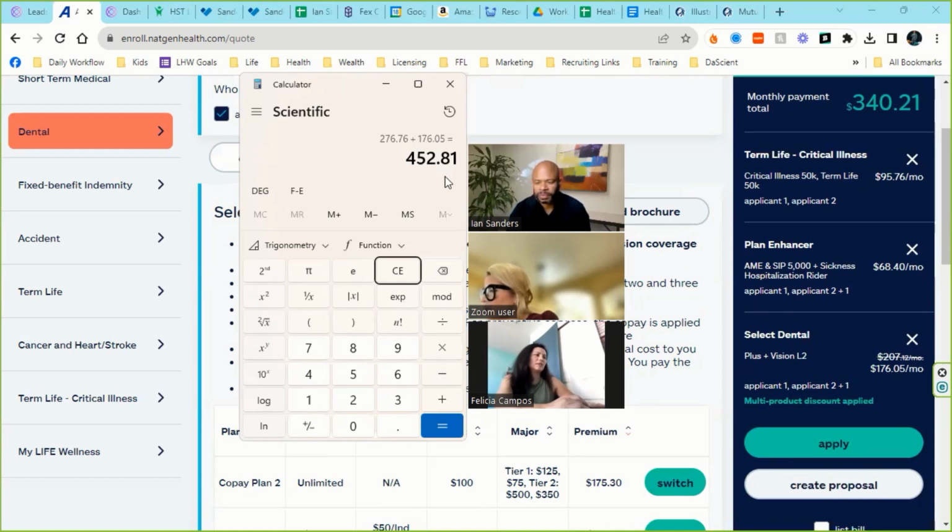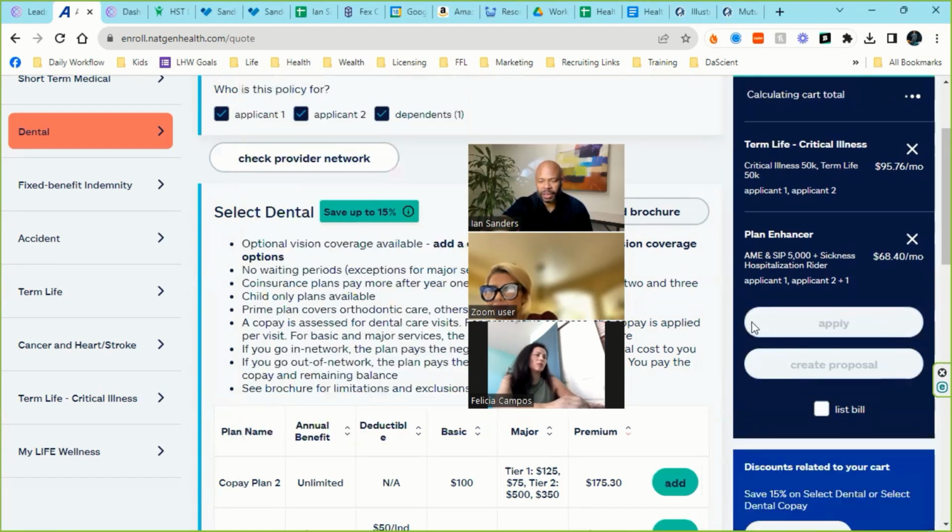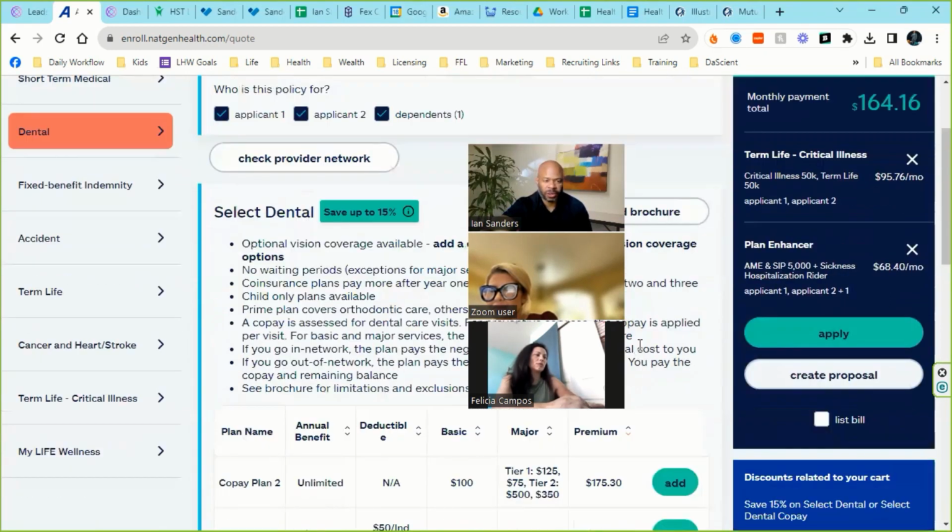No, not really. We're not going to be able to go over our budget of 300. But what about the vision? Because the vision is important to me because I wear glasses. So what about if we take the dental out and we put the vision on there? Well, with this particular way that it works, the vision is an add-on to the dental. But what we can do is just take it out for now, and then I can do some searching for you, and then we can talk about a standalone vision plan once I'm able to find one for you, okay?